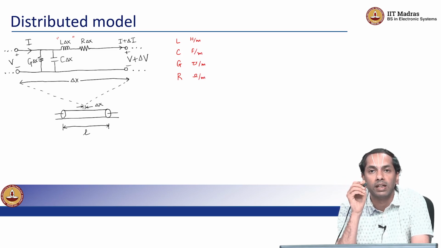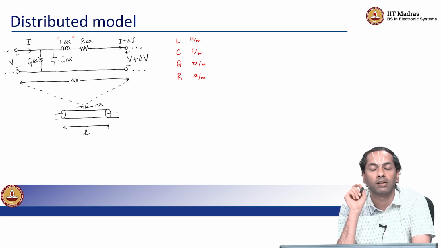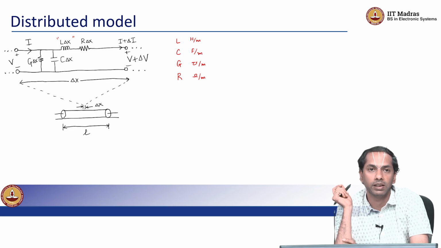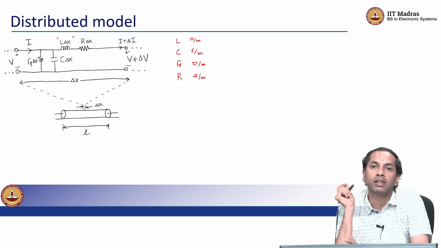And if I want to get the value of the inductance, the resistance or the capacitance, I need to multiply these numbers by the delta x. So if I have a 1 nanofarad per meter cable, and if I give you a 1 meter cable, the net capacitance that I would measure between the central conductor and the outer conductor would be 1 nanofarad. So again, what should be the delta x I choose?